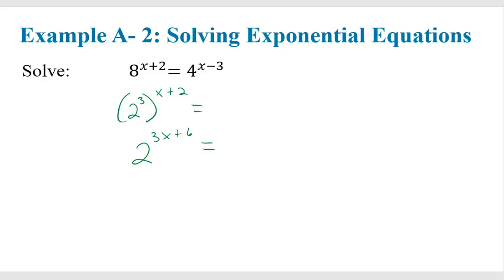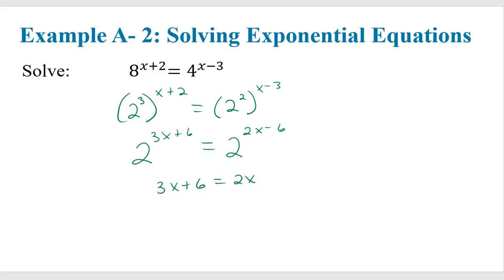On the right-hand side, I have a base of 4. 4 I can rewrite as 2 squared, right? 2 to the second power. And then again, I can also apply the power rule. So 2 times x minus 3. So keep the base of 2. My power would be 2x minus 6. Now I have them with the same base on both sides. So you may have to get a little creative. Once your bases are the same, you can set your exponents equal to each other.